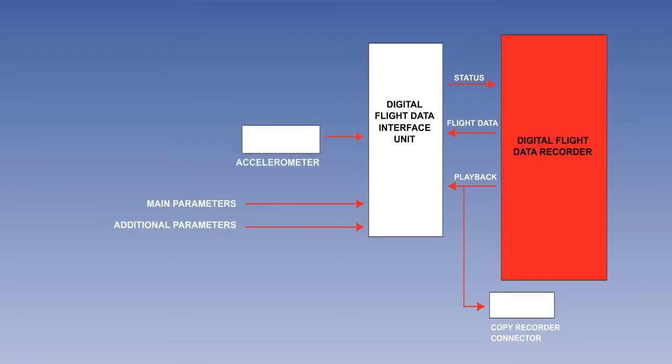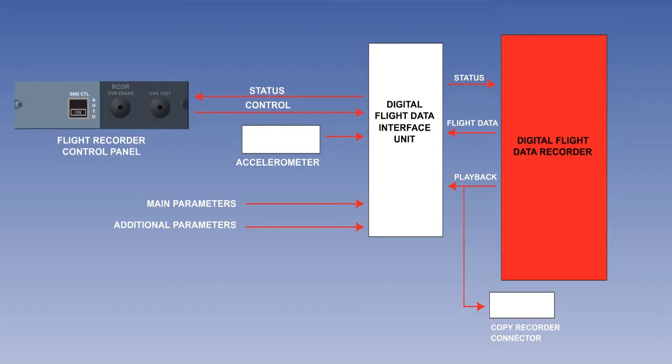One component in a typical flight data recording system is a digital recording system which records at least the last 10 or 25 hours of aircraft data. Connected to the flight data recorder is a flight data interface unit which collects and processes all input parameters. Those inputs include the main and additional parameters. The next component is a 3-axis linear accelerator which measures acceleration in all 3 planes. In addition, there are 2 control panels.